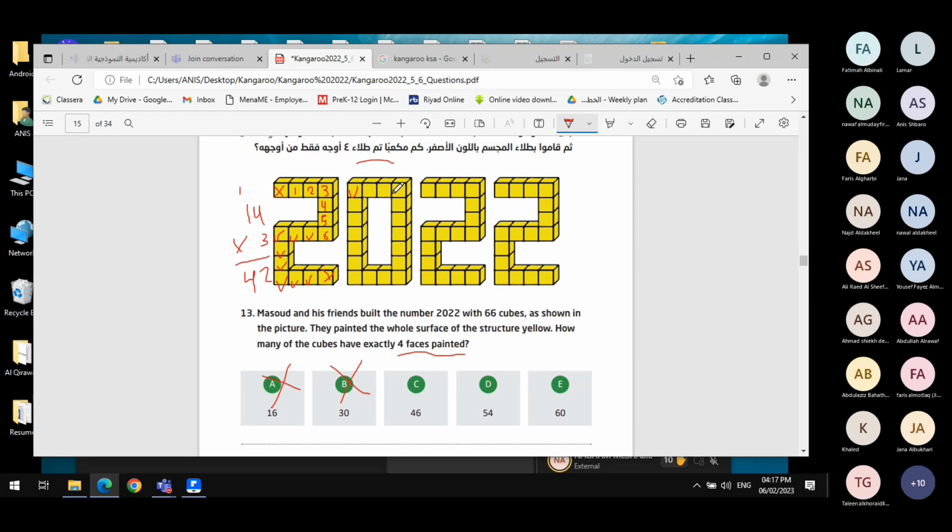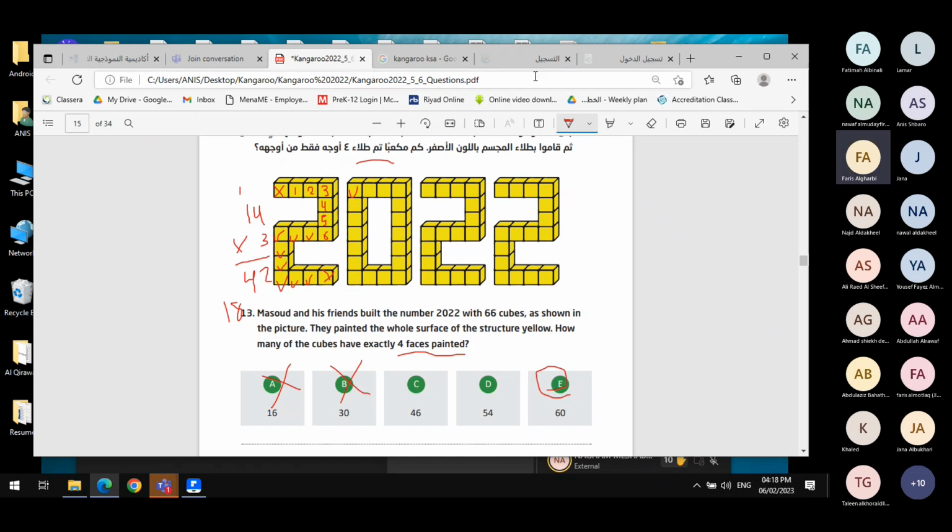Yes, and the entire top is also correct. So all of the 0 is correct. So we're going to have 1, 2, 3, 4, 5, 6, 7, 8, 9, 10, 11, 12, 13, 14, 15, 16, 17, 18. So 18 plus 42 is 60. So directly we are going to choose which answer? E. Right.